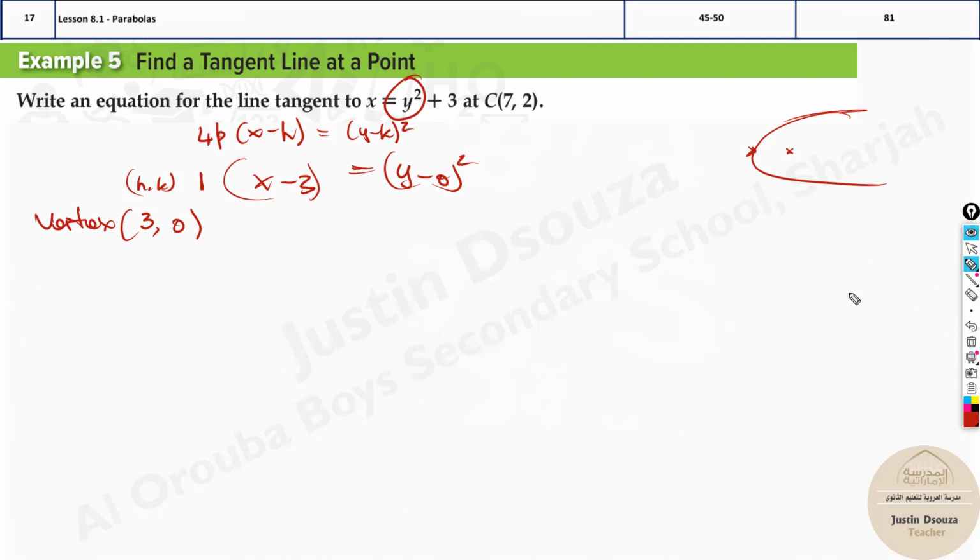That's it. The next thing is focus points, right? What are the focus points? Where is the focus here?